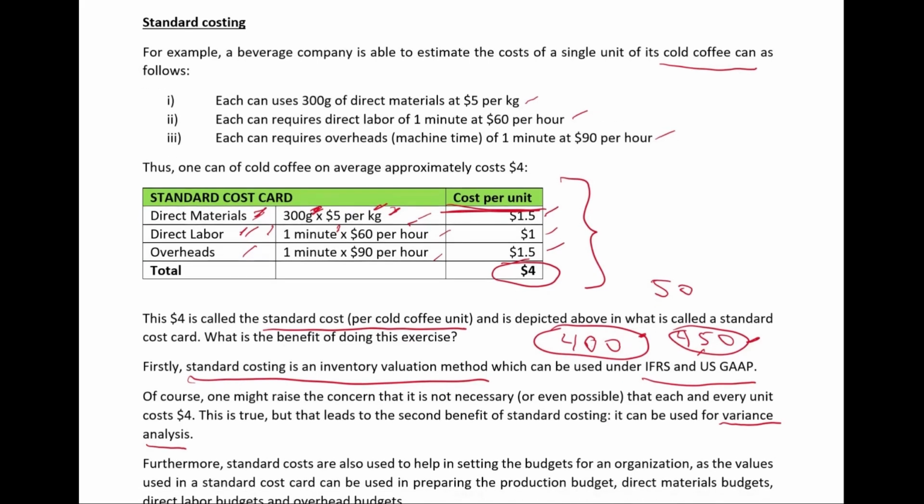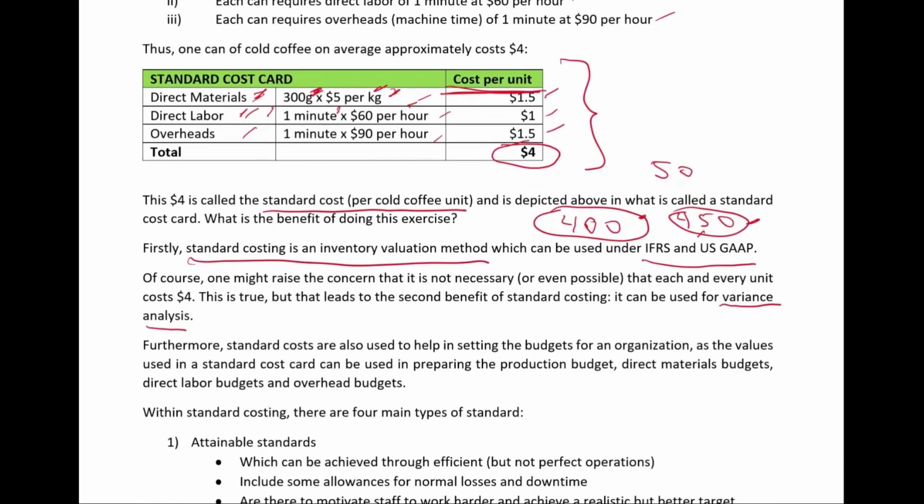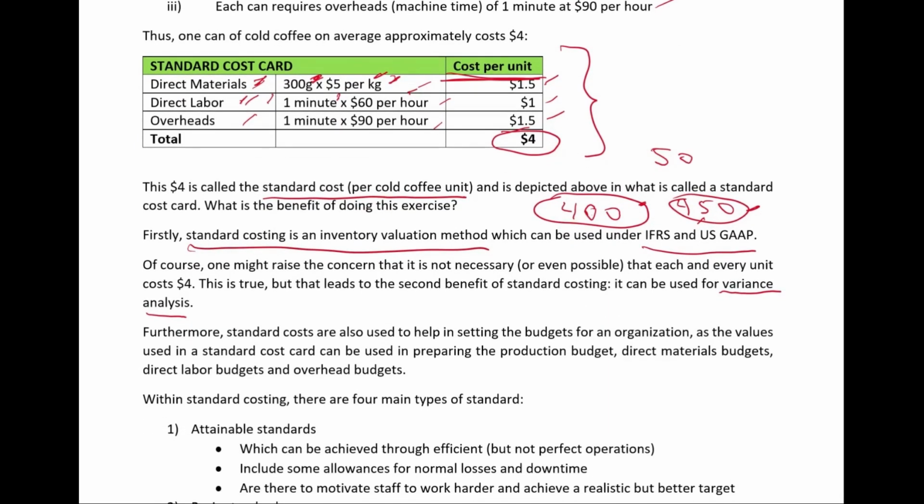So there's that. Then, as you've seen, basically we'll be using our standard costs as benchmarks to compare the actual cost against. So this will also mean that they'll serve as targets or budgets for our organization. So the values from the standard cost card would also be used to prepare budgets, like the production budget. You'll say, okay, if we want to produce 100 units, we'll need to have 100 into 300 grams, this many kg, right?